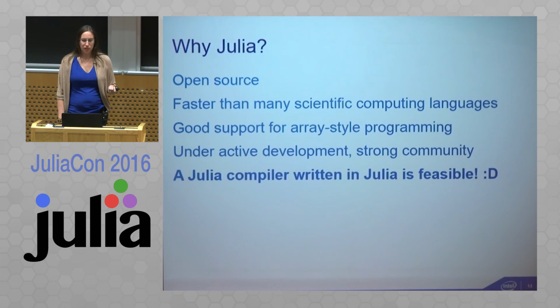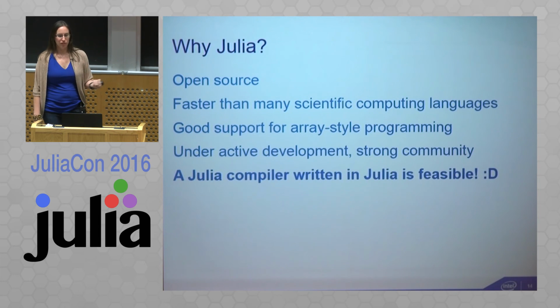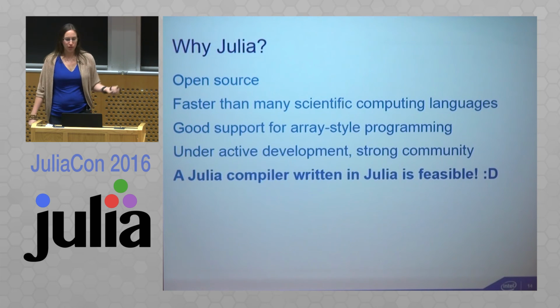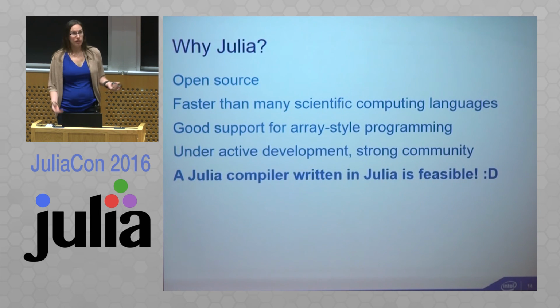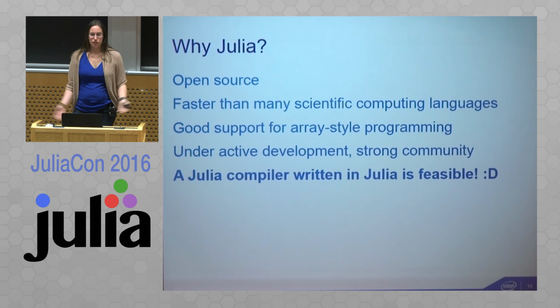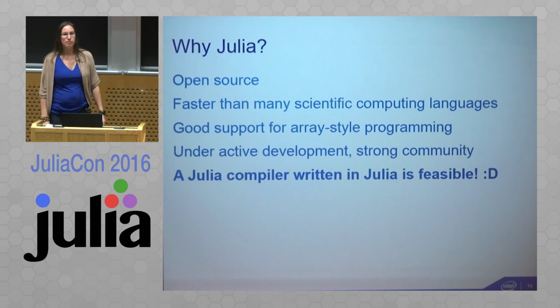All right, so I want to say a few words about why we decided to build this on top of Julia. Why Julia and not some other language? Well, first of all, it's open source, which of course makes understanding Julia internals a lot easier. It's also faster than many scientific computing languages to begin with. It has good support for array-style programming, which is what we're trying to target. It's under active development with a strong community, all of you, and the Julia team has been really helpful to us. In fact, we've been working closely with them for a while, and we have meetings with them every 2 weeks where they have to listen to us complain about 0.5 not being out yet.